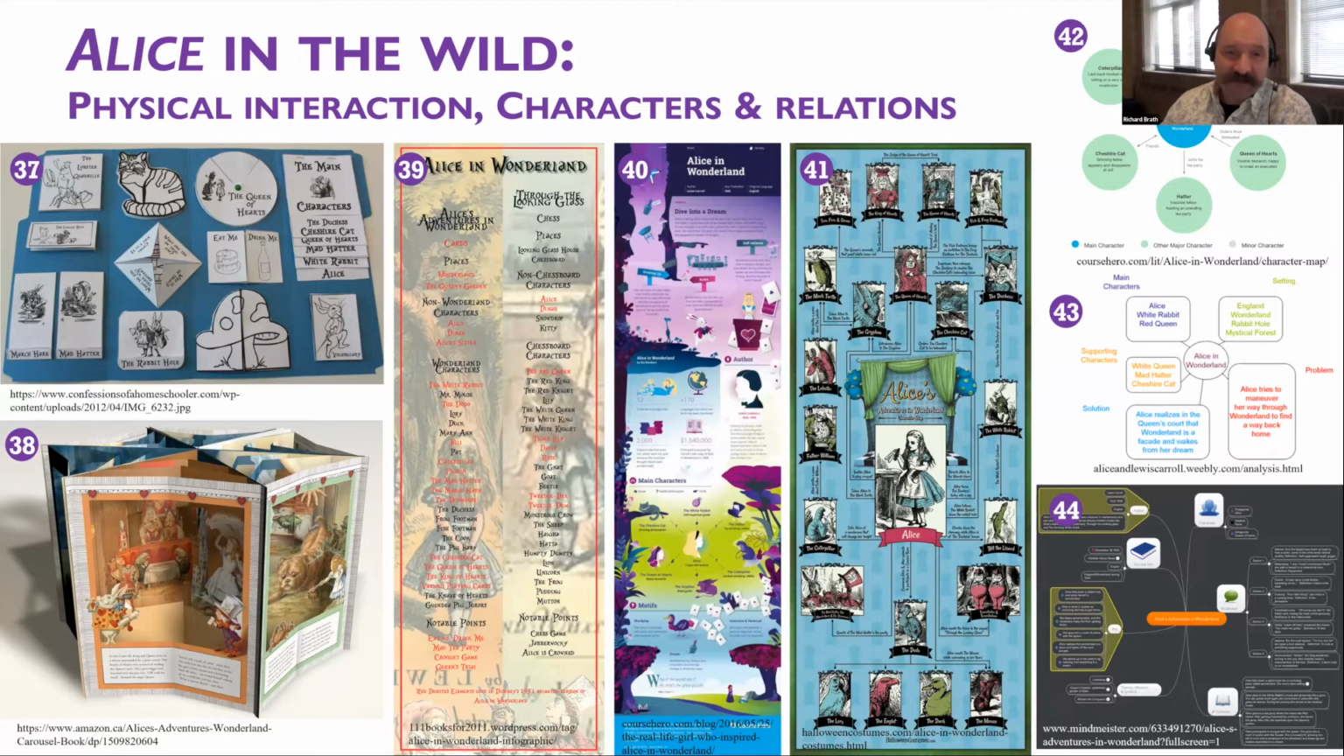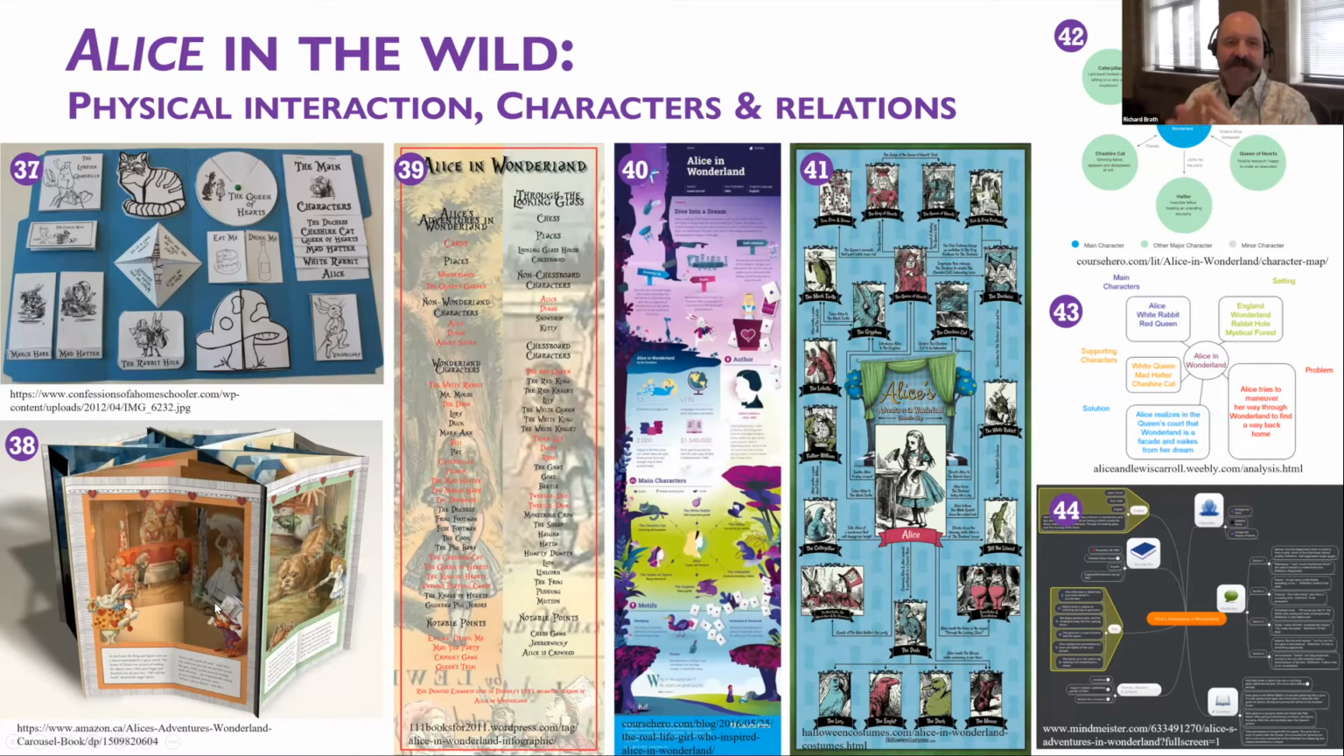One thing that I did not expect to find was examples of physical interaction with Alice in Wonderland. So number 37 is actually an activity book for preschoolers. It has lift-the-flaps and lists of characters where you can lift up the characters and so on. 38 is a carousel book.